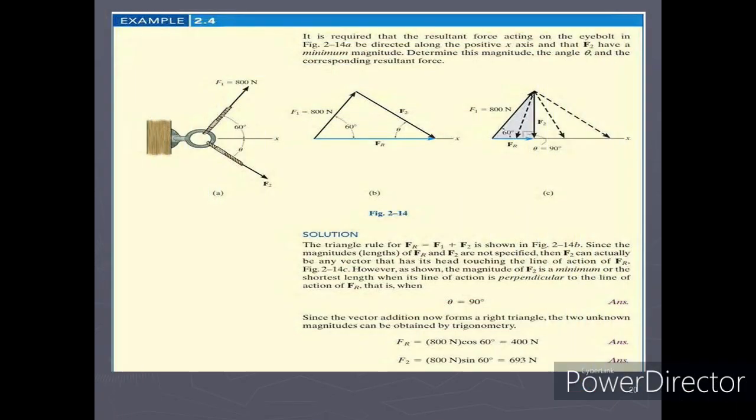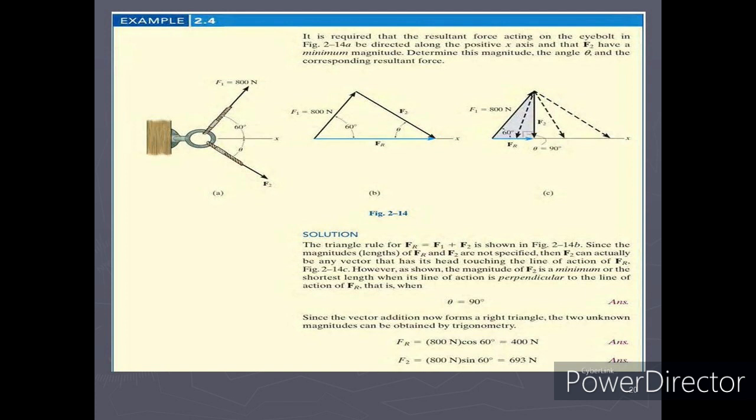Okay? Now this is another problem which is similar to what we did before. It is required that the resultant force acting on the eye bolt in this figure be directed along the positive x-axis. You have two forces, this is F1, 100, this is F2, unknown. It is required that the resultant force will act on the x-axis, and F2 have a minimum magnitude. Determine this magnitude of F2 and angle theta and the corresponding resultant force. So we have three things to find: the magnitude of F2, the angle theta, and the resultant force.